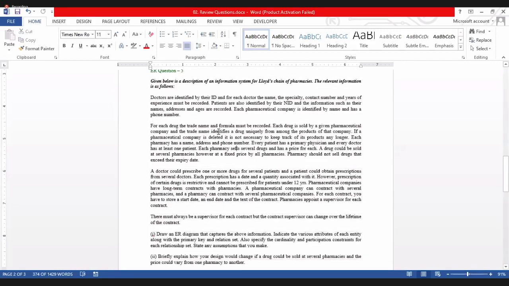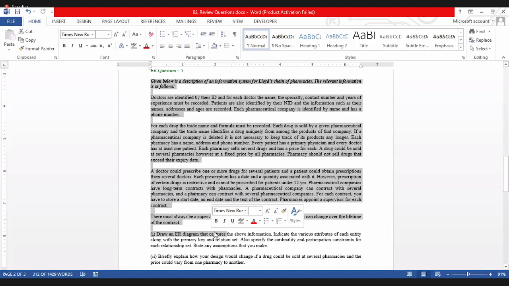So you have to draw the ER diagram for this question number 5. It's some kind of difficult one. So you have to draw question number 5.